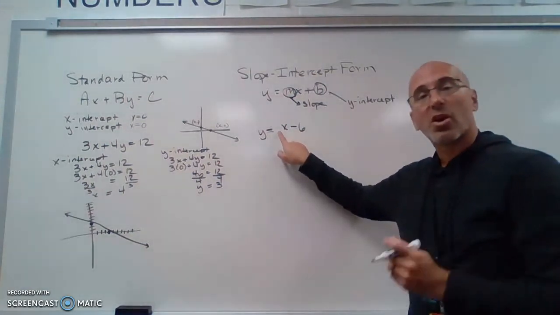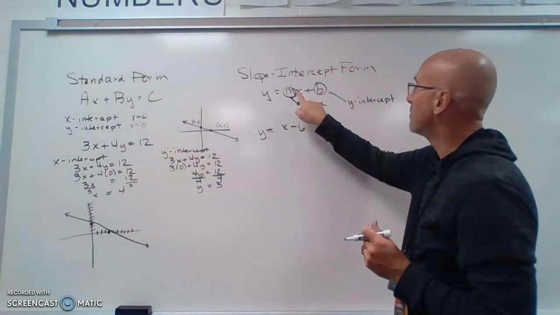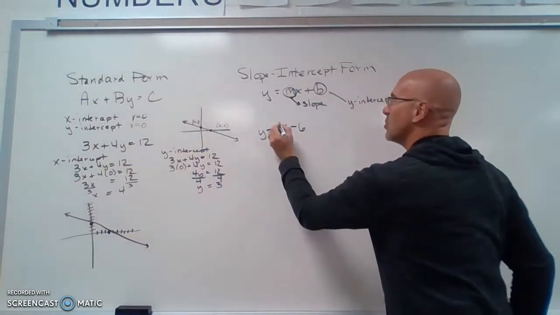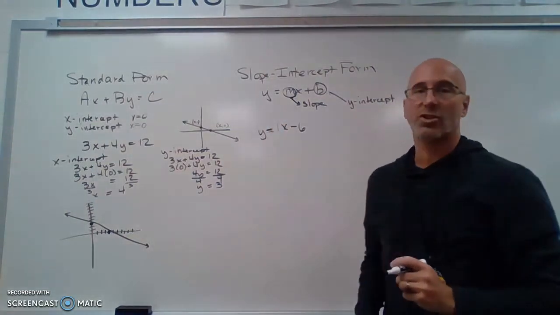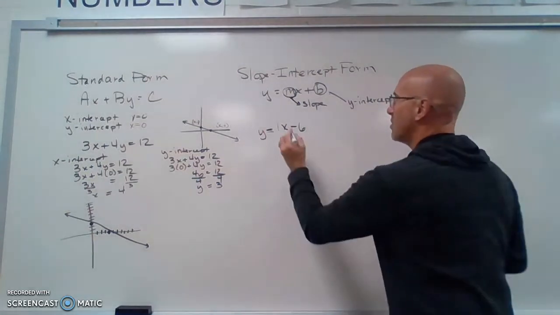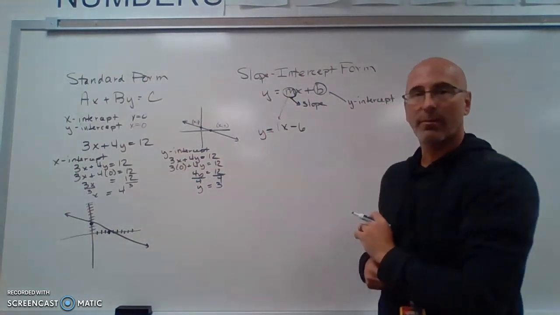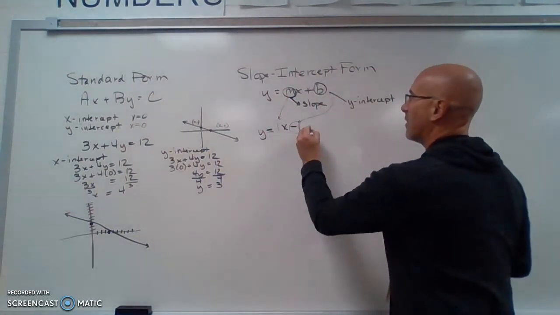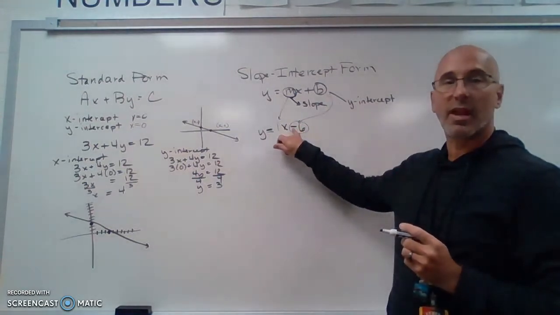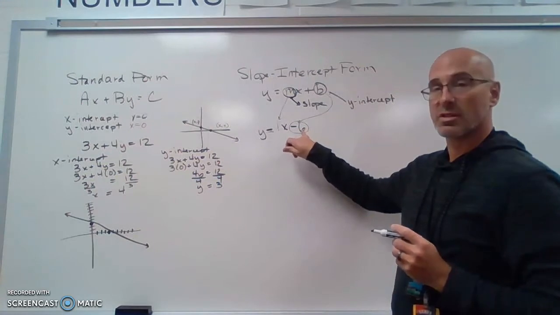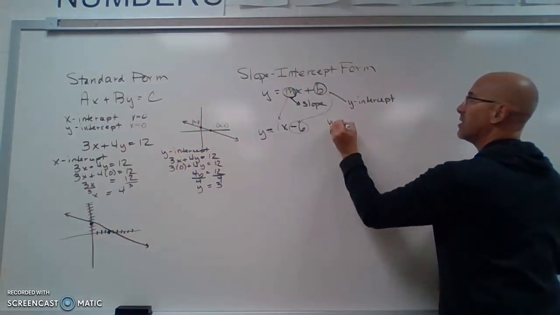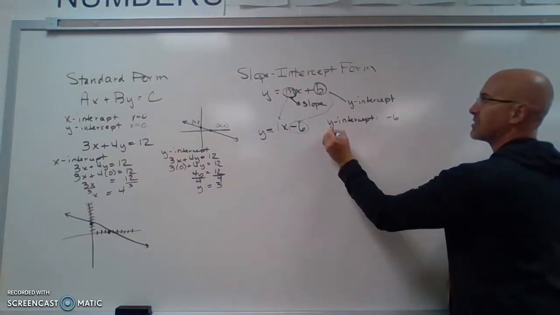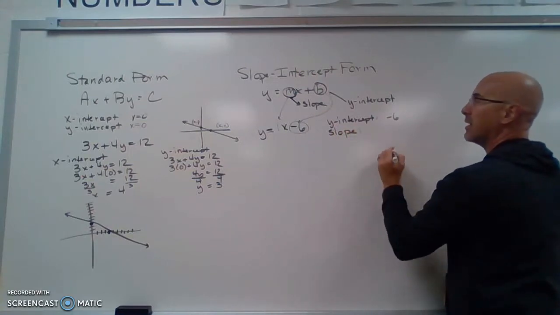Now the m is the coefficient of the x. Okay? There's nothing there though, is it? So when there's nothing there, we assume that our coefficient is 1. So our m is 1. Our b is whatever this whole thing is. If this is a minus, that becomes a negative 6. If it's a plus, then it's just this number. So in this equation, our y-intercept is negative 6, and our slope is 1.